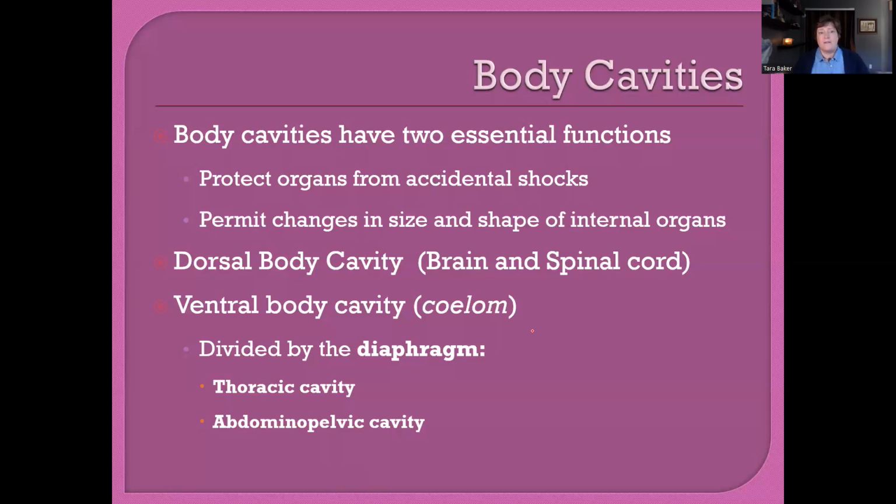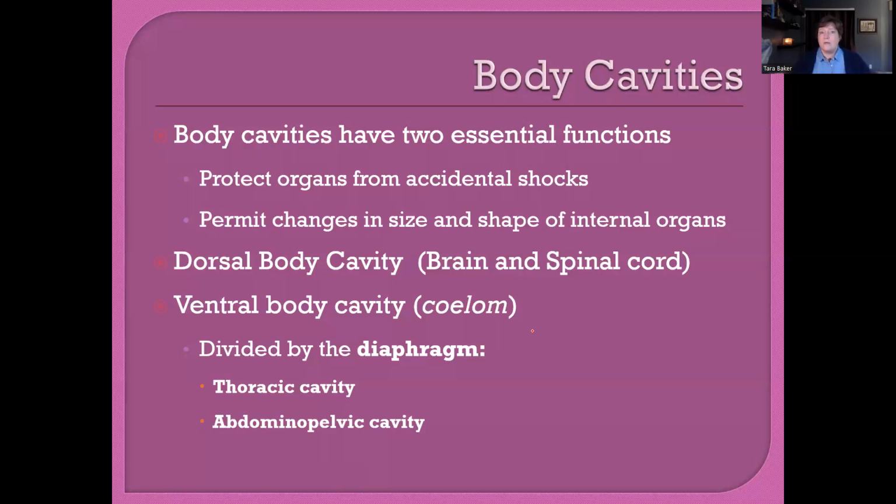Then we also have the ventral body cavity, and the ventral body cavity is also called the coelom. And the ventral body cavity is going to be everything on the front side, in front of your spinal cord, in front of your vertebra. And it's going to contain your heart, your lungs, your digestive organs, and all that. So that's going to be on the ventral side, the front side.